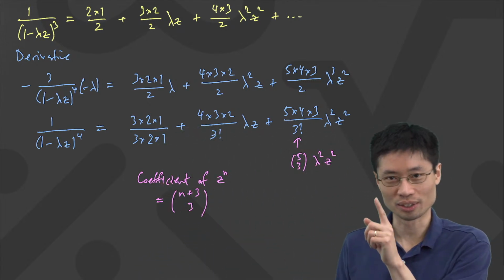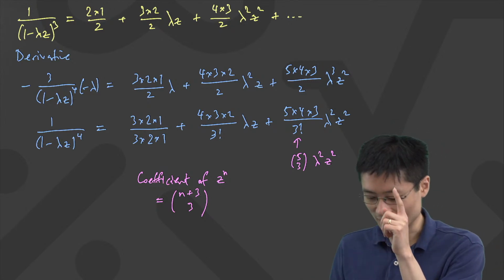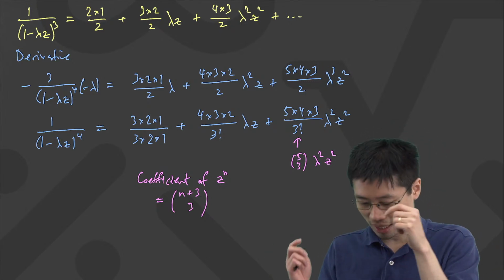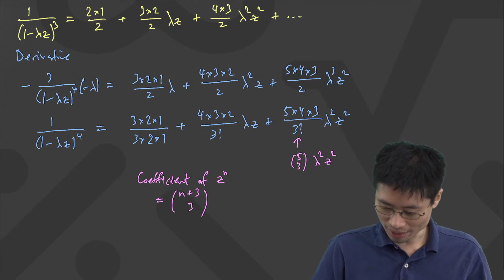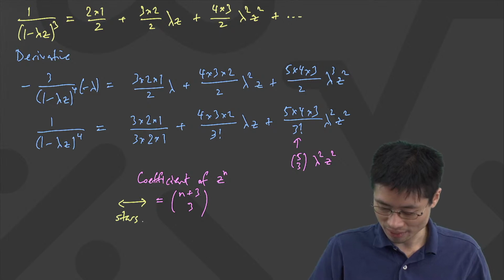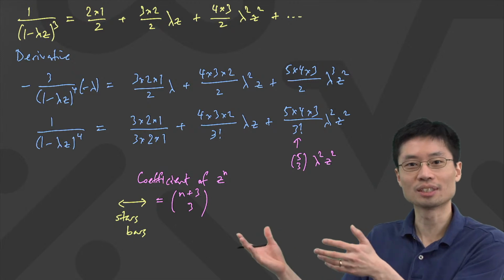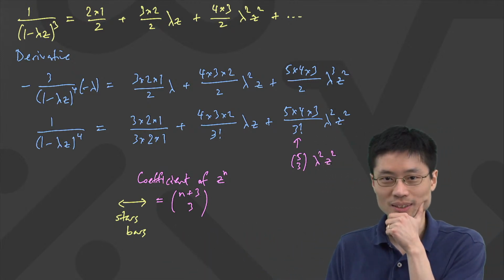Stars and bars also comes up, okay? Let's think about the stars and bars here. What's the stars and bars of n plus 3 choose 3? What is that? That also happens to be some stars and bars thing. Can anyone tell me what that's counting if I think about stars and bars going on?